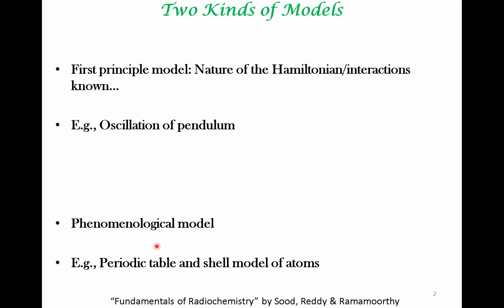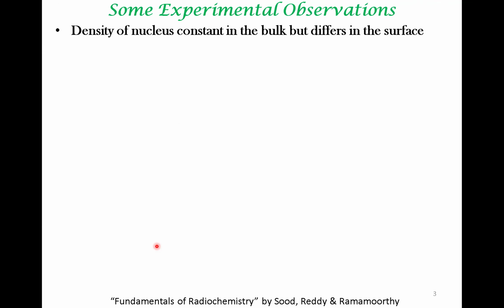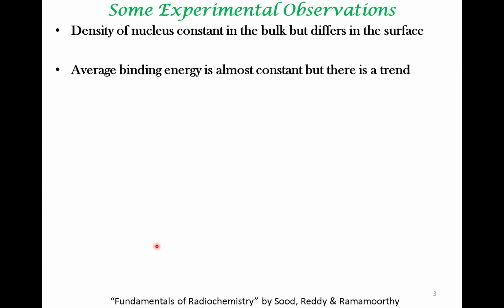We'll start the exact model description in the next class, but in this lecture, we are just collating together all the important experimental observations which we have presented in the last few lectures. The density of the nucleus is constant and differs only at the surface, right? This is obtained from scattering experiments. We have presented this. We also presented that the average binding energy is almost constant, but there is a trend. How do you find it? We can find the average binding energy by knowing masses, right?